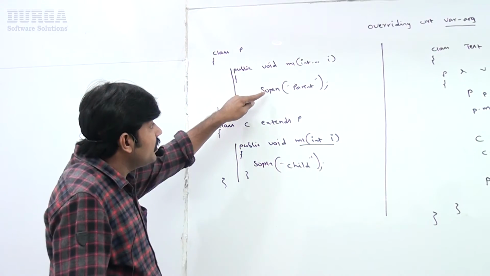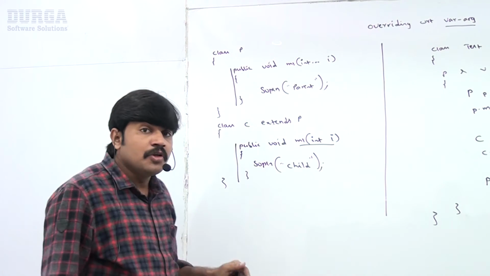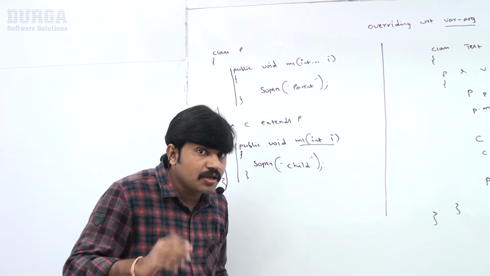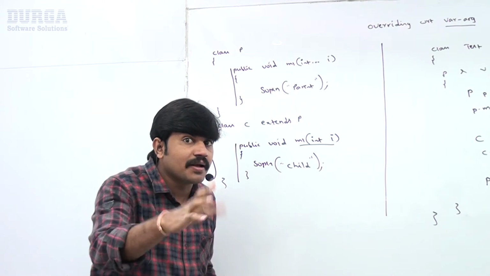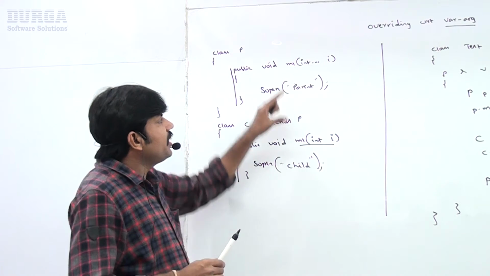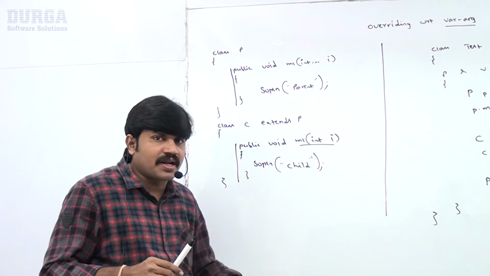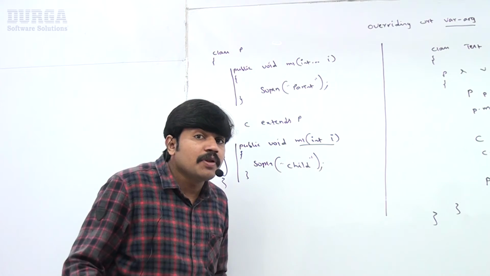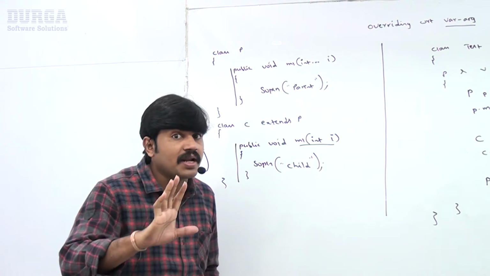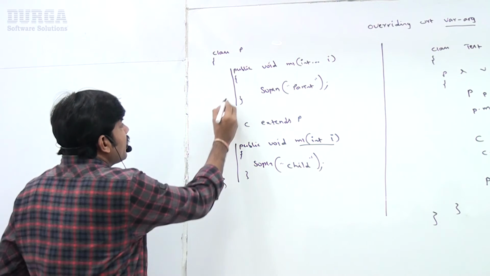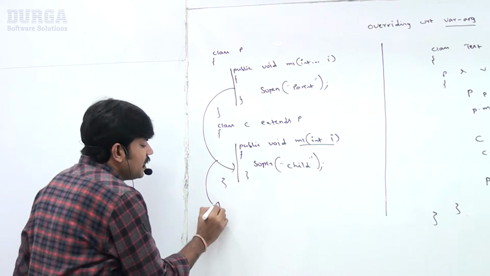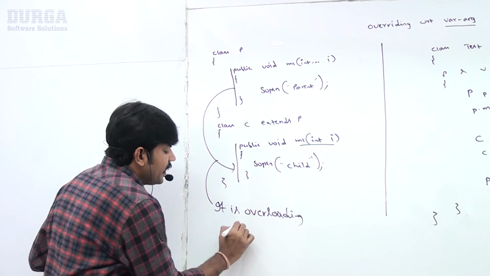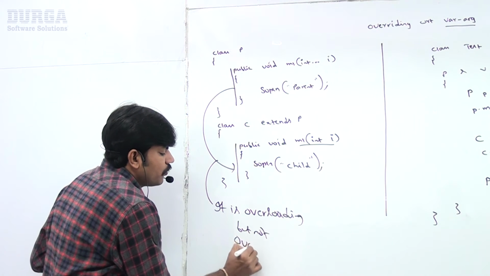So here the method names are the same, but the argument types are different, which means overloading but not overriding. So you can't override a var-arg method with a normal method. If you try to override it with a normal method, it will become overloading but not overriding. Are you getting the point, right? Sir, now have a look once. It is overloading but not overriding.